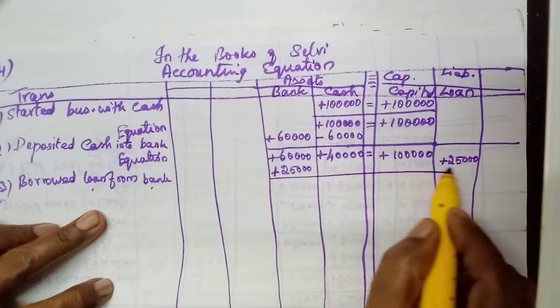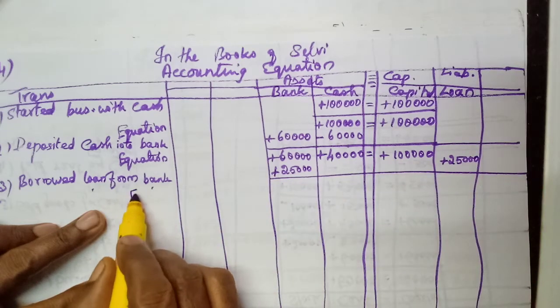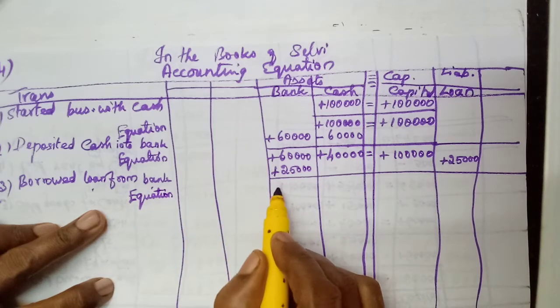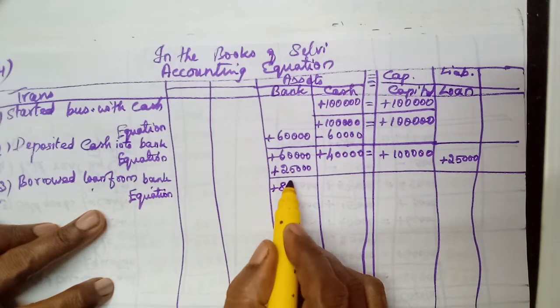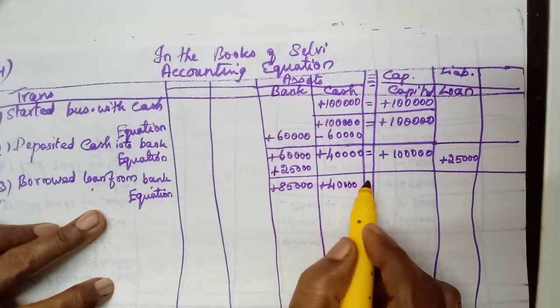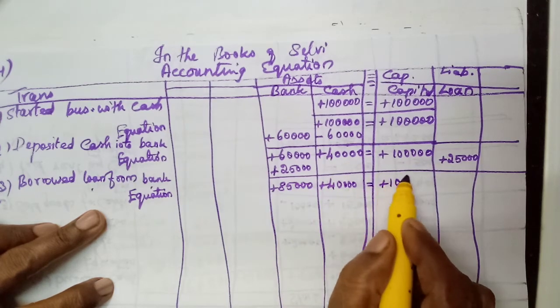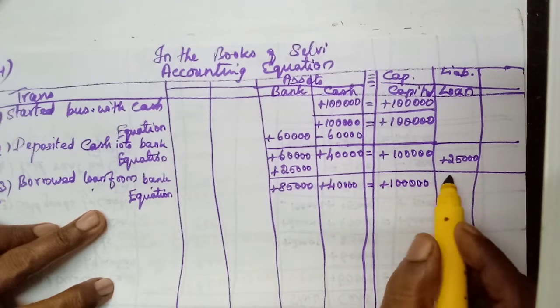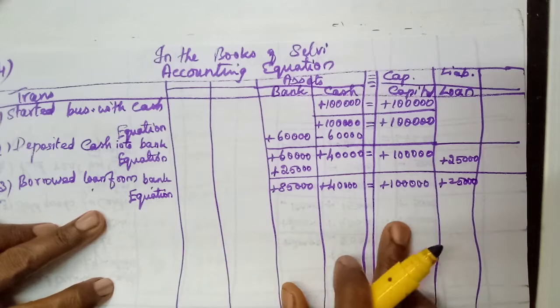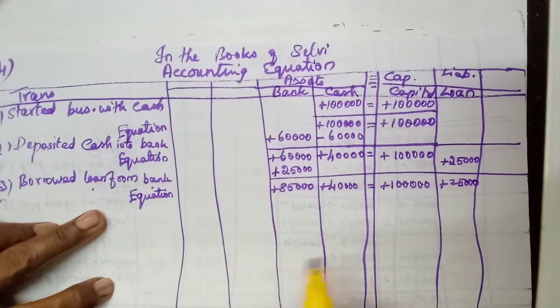Now you write the equation. How much will we get? 85,000. Here 40,000. All the transactions we have to write. Here 1 lakh. Here 25,000. Now here 1 lakh 25. Here also 1 lakh 25.